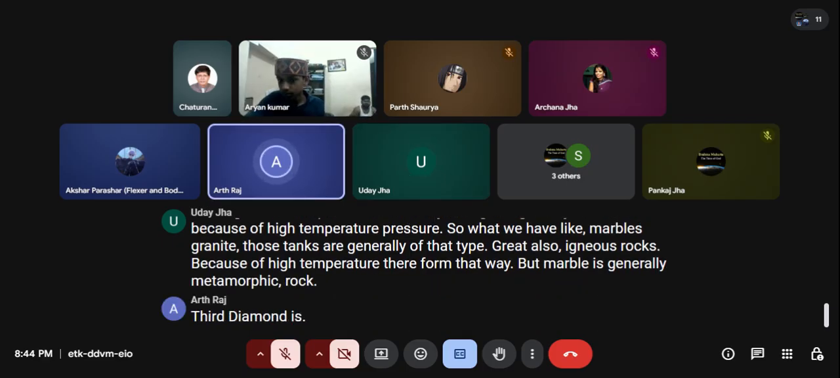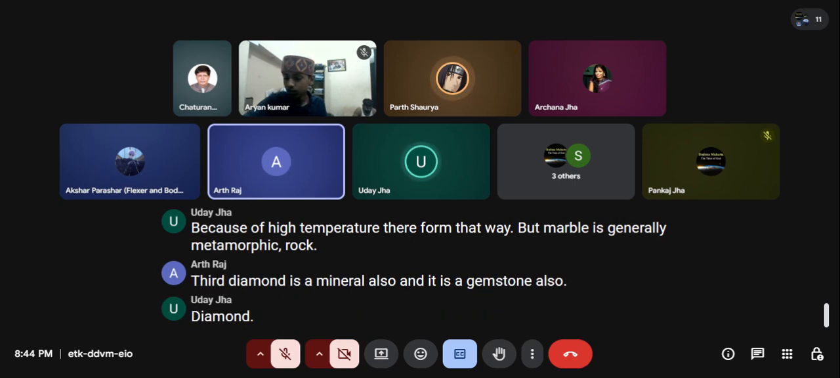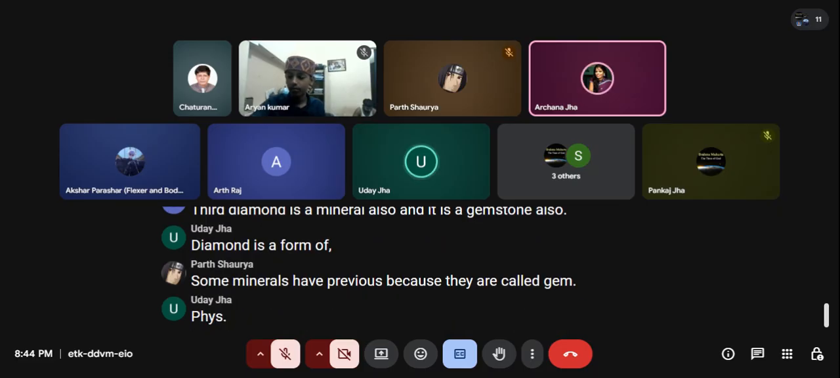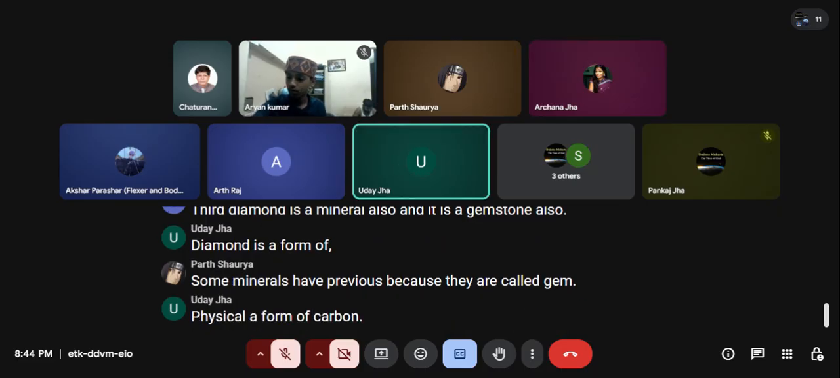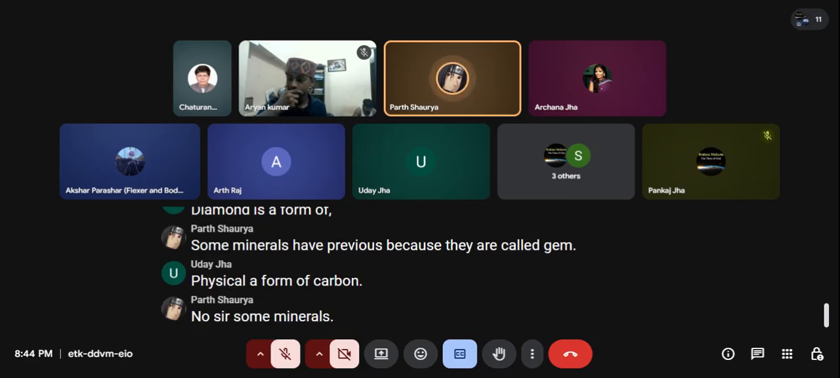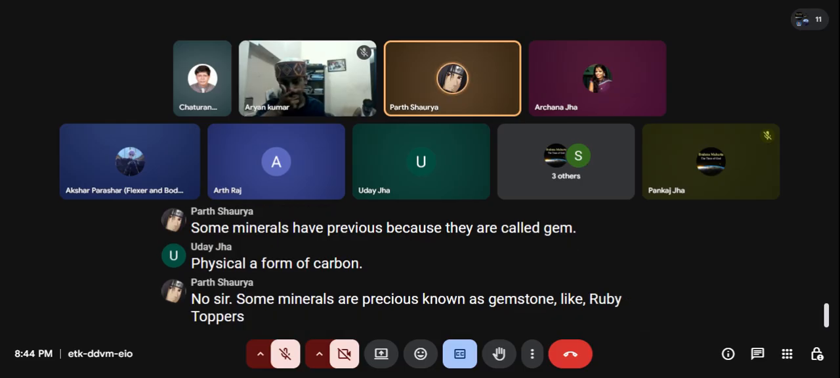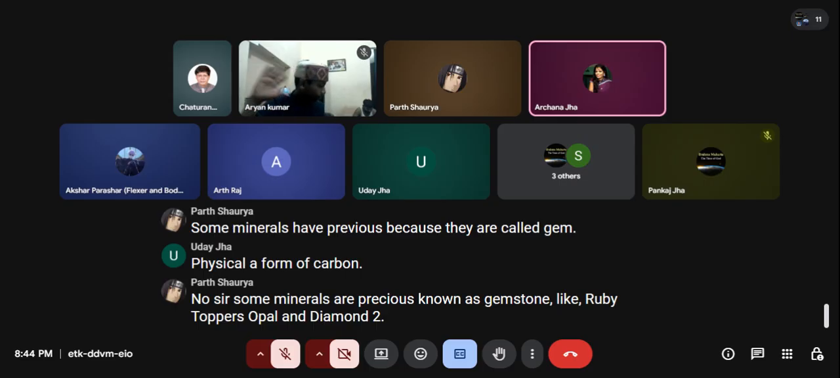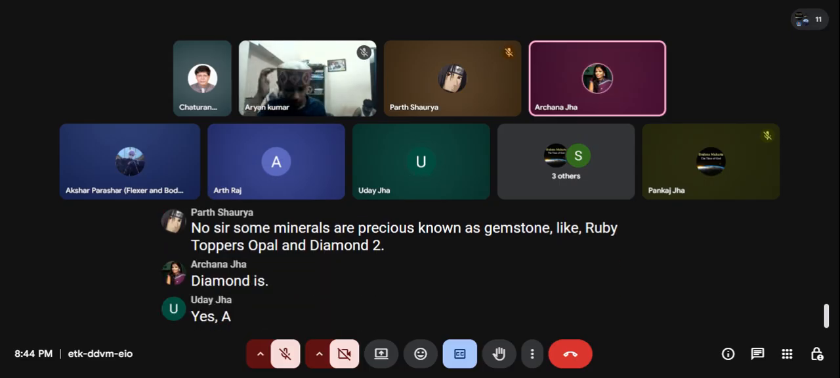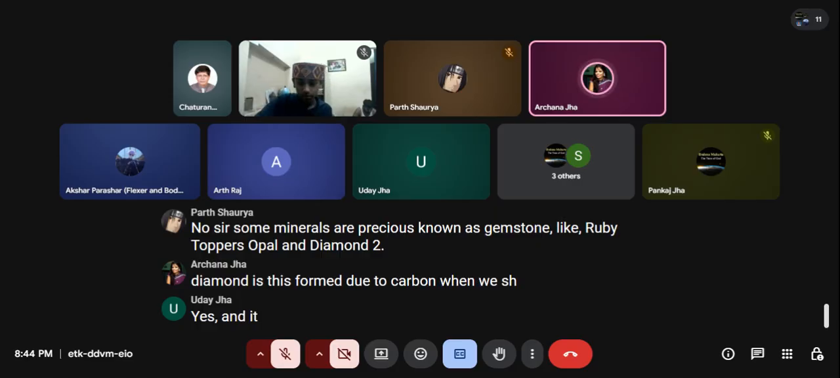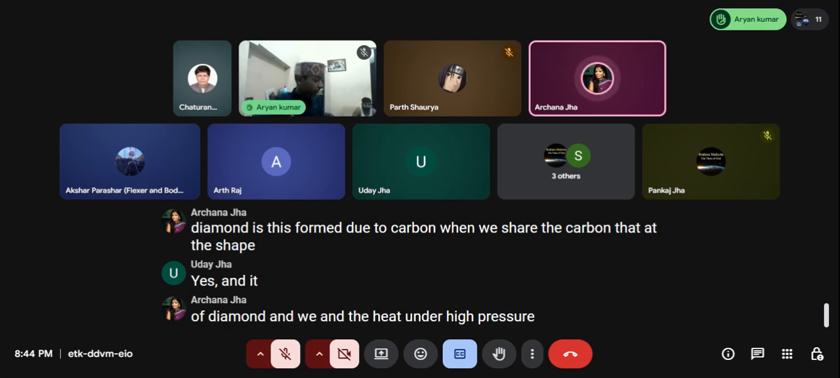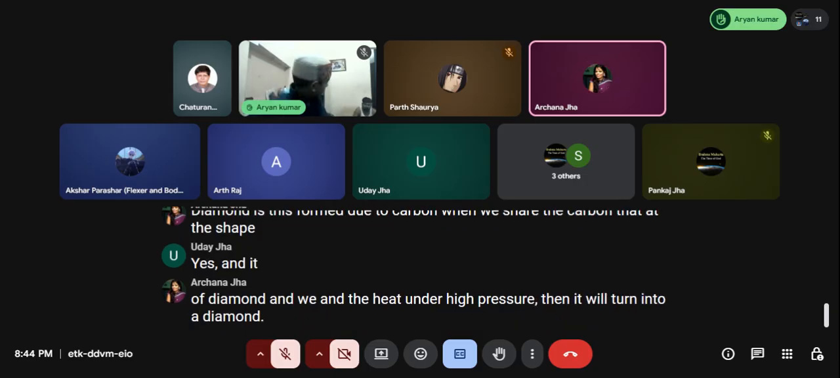Sir, diamond is a mineral also and it is a gemstone also. Some minerals are precious, known as gemstones, like ruby, topaz, opal, and diamond too. Diamond is a form of carbon. Yes, diamond is basically formed due to carbon. When we shape the carbon into the shape of diamond and we heat it under high pressure, then it will turn into a diamond.